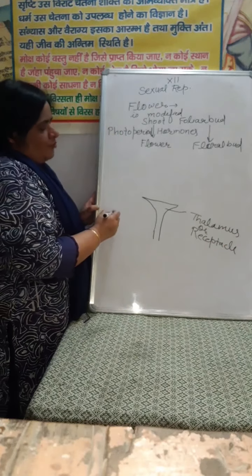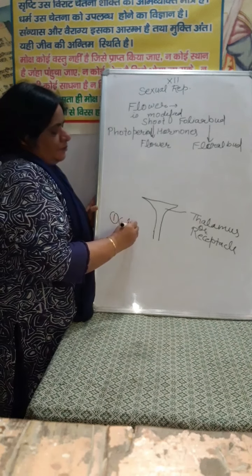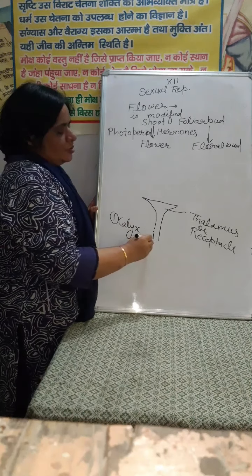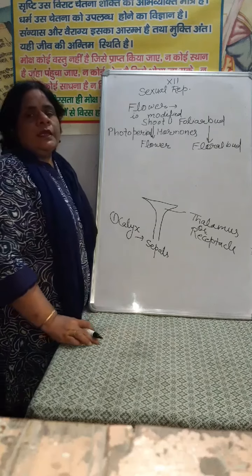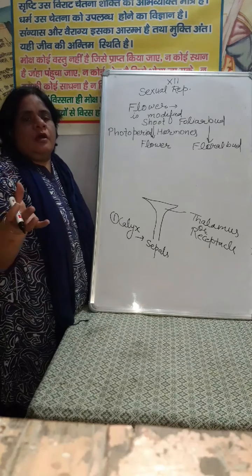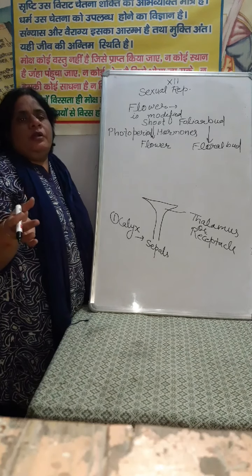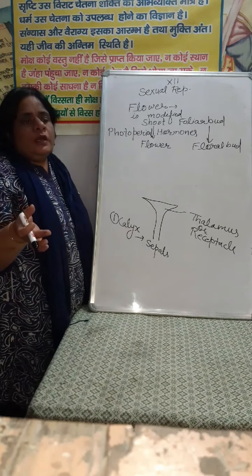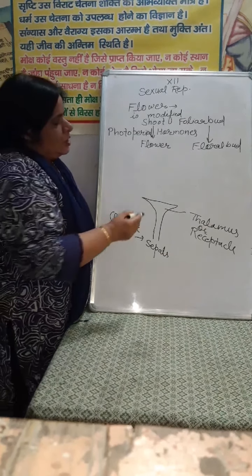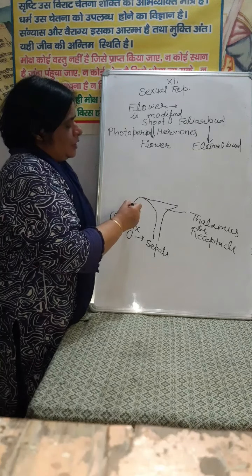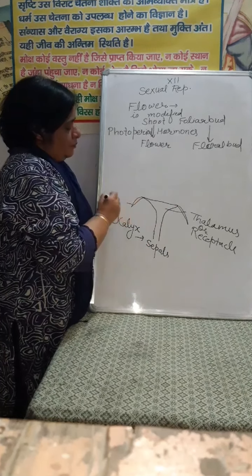If we talk about the first whorl of the flower, that is called calyx. Calyx is made up of sepals. Sepals are generally green in color and they protect the flower when the flower is in the form of a floral bud. Due to the green color, they also synthesize food material. This is the first whorl, indicated here. These are sepals.